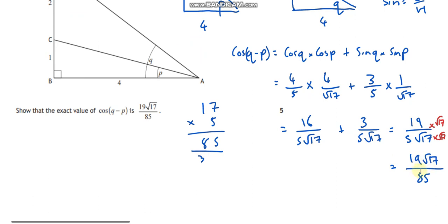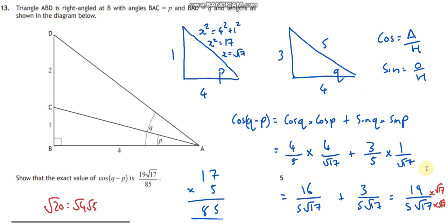Don't forget, you may have to simplify this if you could. So just remember your surd rules. Things like root 20 is the same as root 4 times root 5, and root 4 is 2. Okay, watch out for your surd rules. You may have to simplify, but in this case, we couldn't. They just wanted you to rationalise it and multiply top and bottom by root 17.